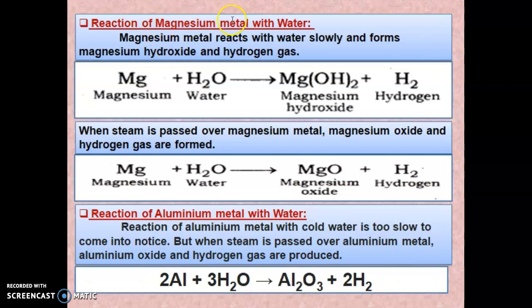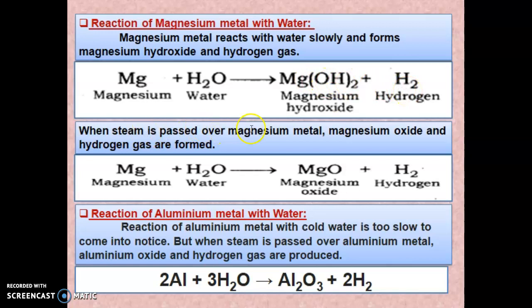Next, the reaction of magnesium metal with water. Magnesium metal reacts with water slowly and forms magnesium hydroxide and hydrogen gas. So the magnesium will not react very fast. It reacts with water very slowly. So Mg plus H2O gives magnesium hydroxide, that is Mg(OH)2, plus H2.